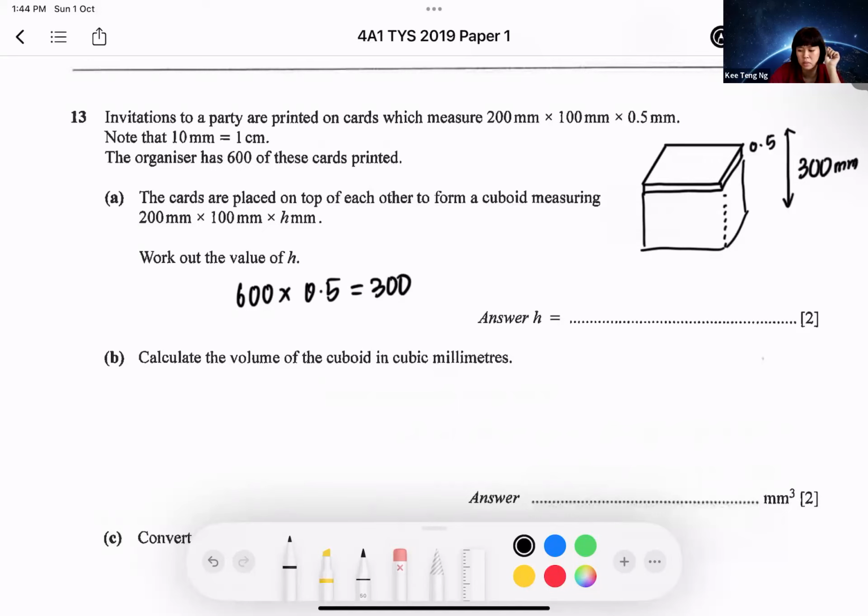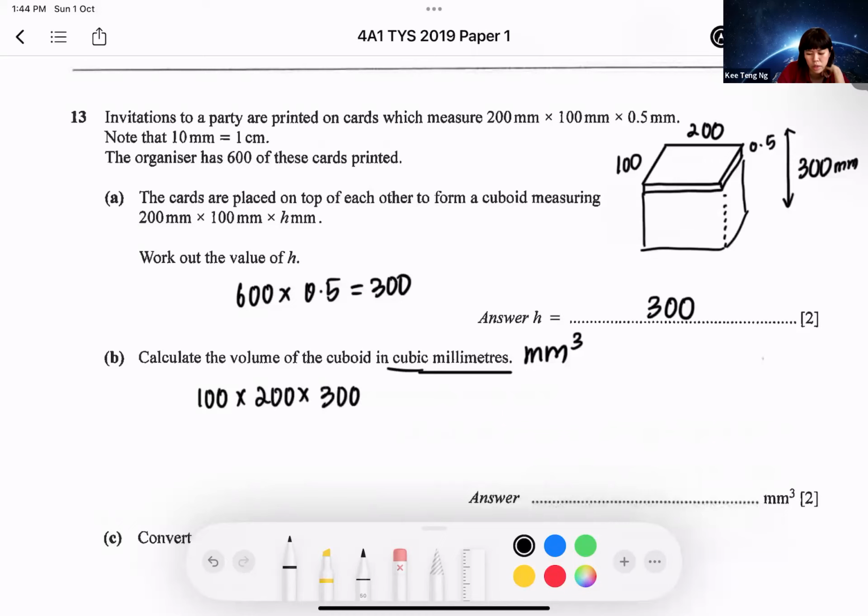And this part is 200 by 100 mm. Okay, so we get your answer. Find the volume of the cuboid in cubic millimeter. So it's mm cube. So we take 200 length, 100 breadth, and the height is now 300 mm. And that gives you the volume 6,000,000 mm cube.